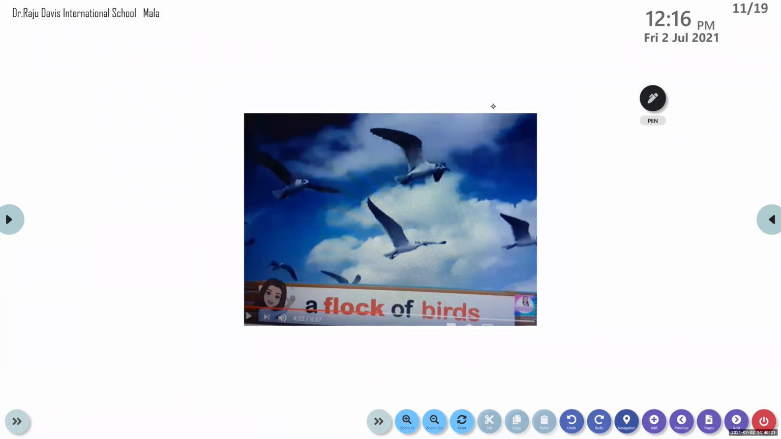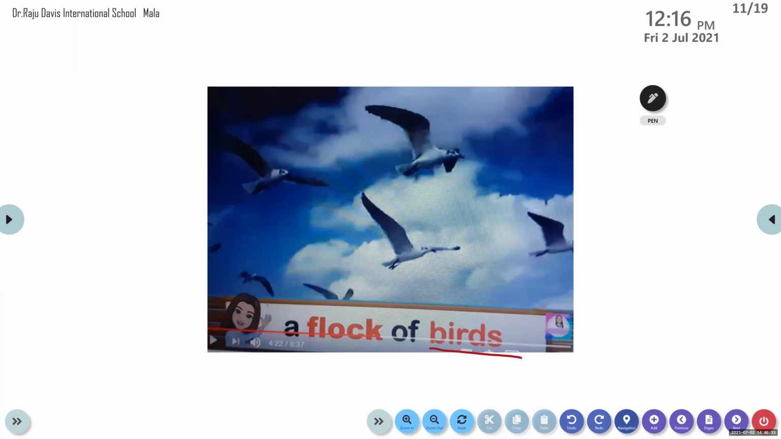Now let's move on. We have already learned the collective noun that refers to a group of sheep: it is flock. And even for birds, we use the same collective noun, that is, a flock of birds. Is that clear to all of you? Even for birds as well as for sheep, we use the same collective noun, that is flock. Flock of birds and flock of sheep.